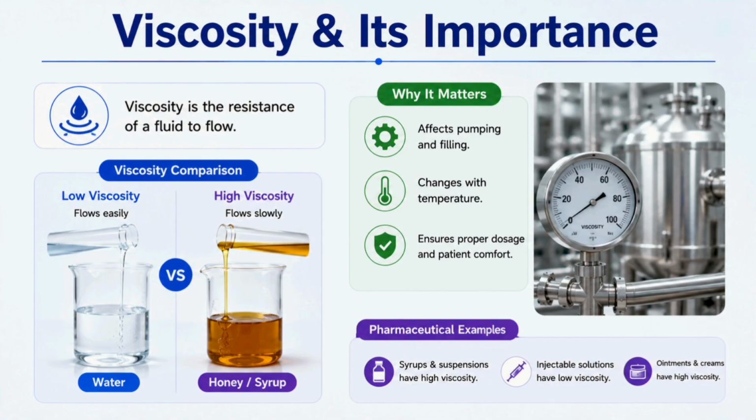So real life examples are: honey flows slowly, water flows quickly. That is the most common real life example. And the pharmaceutical examples are: syrups and ointments have high viscosity, injectable fluids have low viscosity.